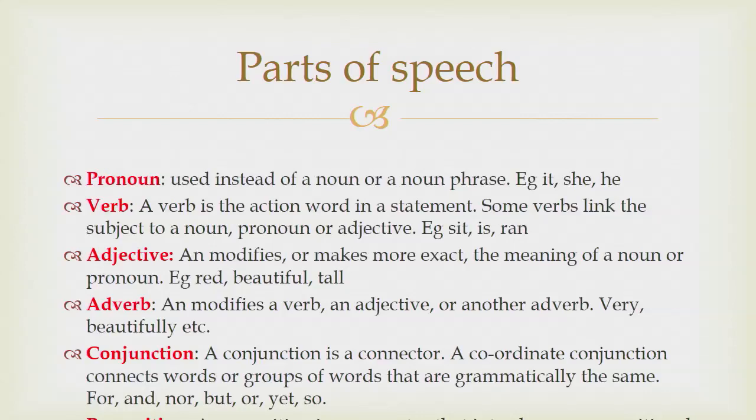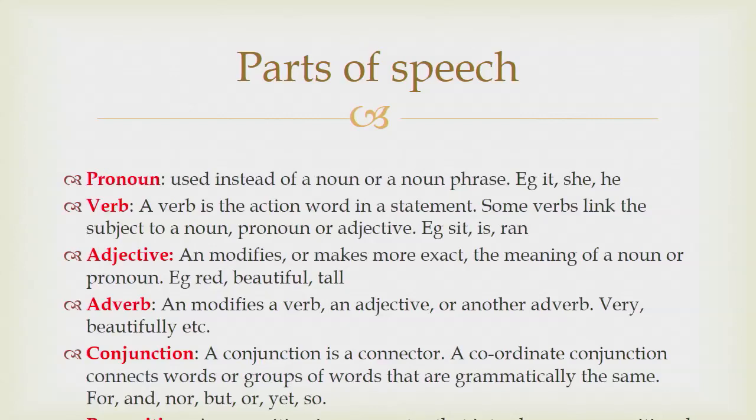Adverb. An adverb modifies a verb, an adjective or another adverb. Very or beautifully, as in a very fast car, a beautifully dressed lady. Conjunction. A conjunction is a connector. A coordinating conjunction connects words or groups of words that are grammatically the same.